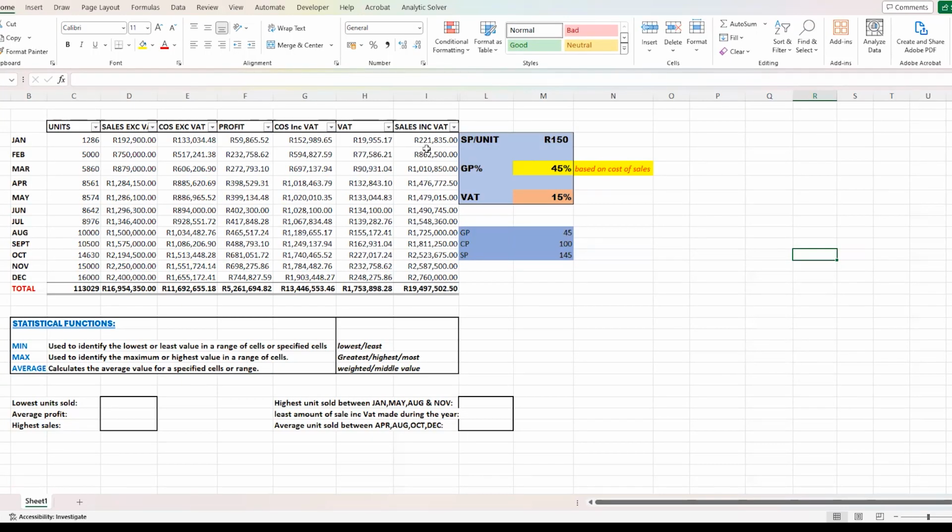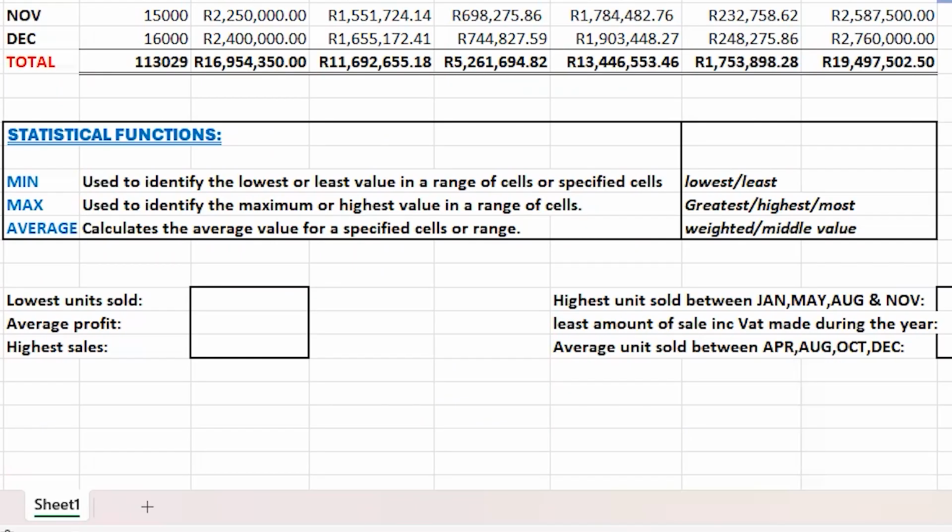So we've built our company. Here we are with the mathematical function. We're going to use the same information now as we get into statistical functions. In statistical functions, I'm going to cover three functions here. Remember, it's not everything that I'm covering. I'm covering the most commonly used, or rather the foundational, basic functions. I'm going to cover minimum, maximum, and average.